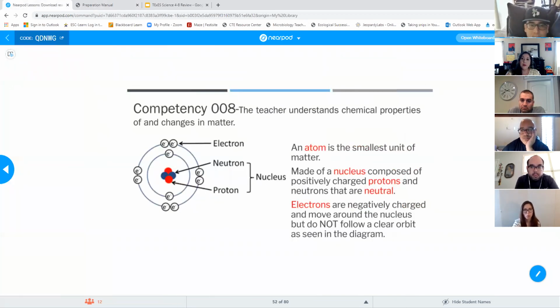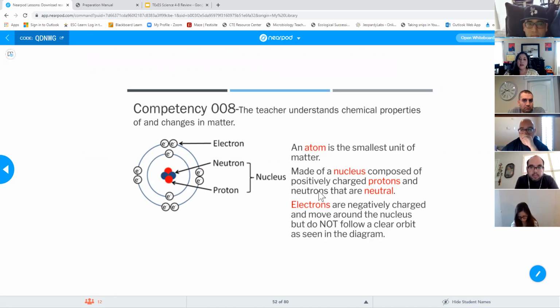Okay, so then we have competency 8, and this is looking at chemical properties and changes in matter. So with this competency, we have to understand the atom and the periodic table a little bit more as well. So just to review the atom, it is the smallest unit of matter. It's made up of a nucleus, right? So you have your nucleus here in the middle, and the nucleus itself is composed of protons and neutrons.